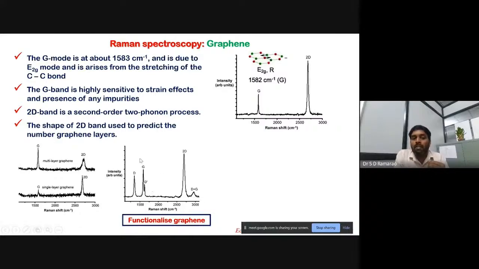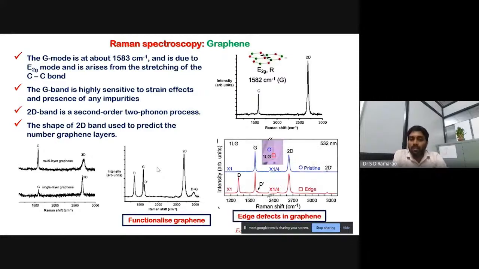So by taking the ratio of ID and IG, you will get information on how pure your graphene is, and you can also control how much quantity of impurities are present from this ratio. That's why you can control how much functionalization you need to do for graphene.